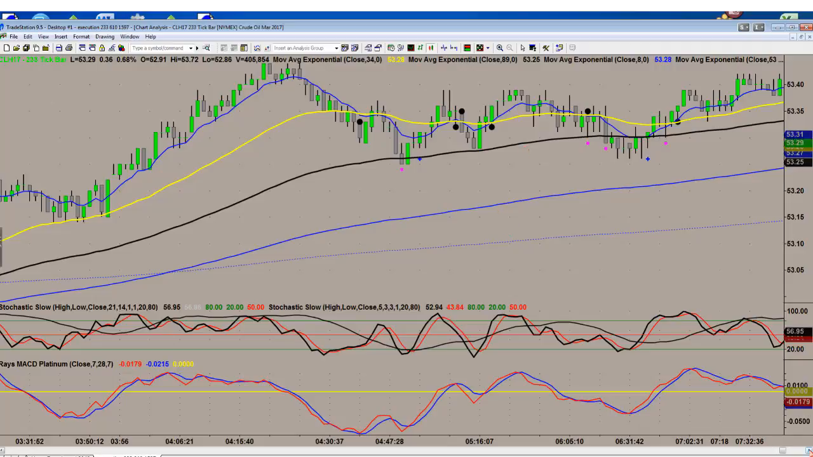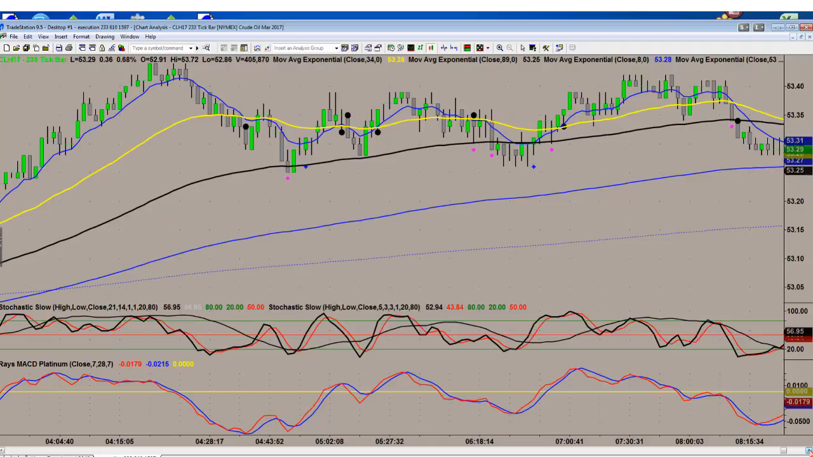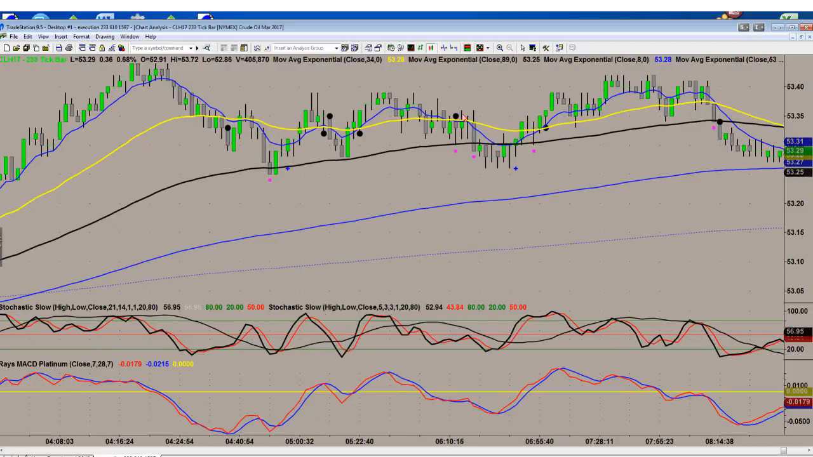So let's move forward a little bit. That dot says we now have a close underneath, which is obviously true, and the 8 exponential moving average is underneath the 34. We're now getting underneath the 89, but it is still sloping higher. So we still have the potential of an 89B, a bounce. And sure enough, just a little bit longer, here comes the T20 again as a long.